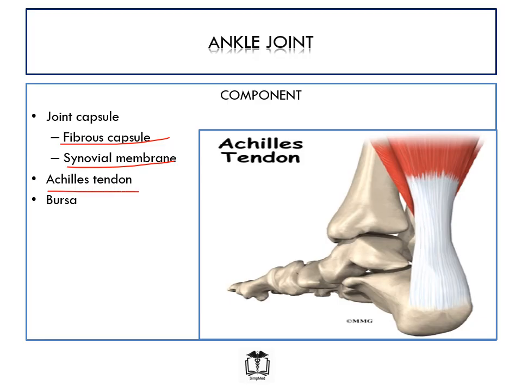It's the tendon of the gastrocnemius and soleus muscle that combines together to attach at the calcaneus. You can see the tendon, very large tendon attaching at the calcaneus of the feet. And then we have some bursas found in the ankle joints. The bursa in particular is the bursa found around the Achilles tendon.